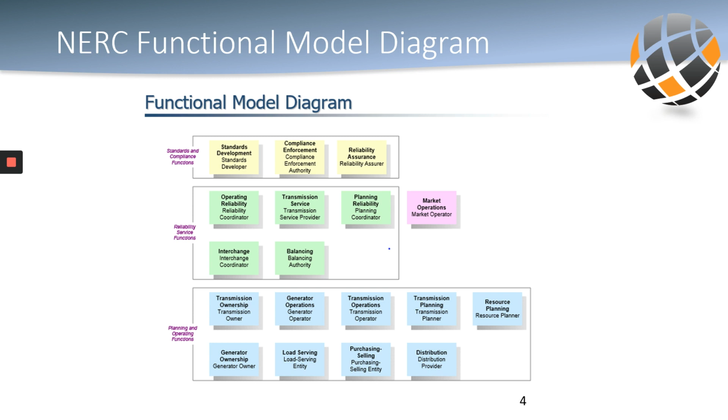And on that point, this is the NERC functional model diagram that NERC created to identify each specific reliability function. As we covered in Part 1, if an entity performs a specific function, NERC's processes require that entity to register for the function and comply with all associated requirements.